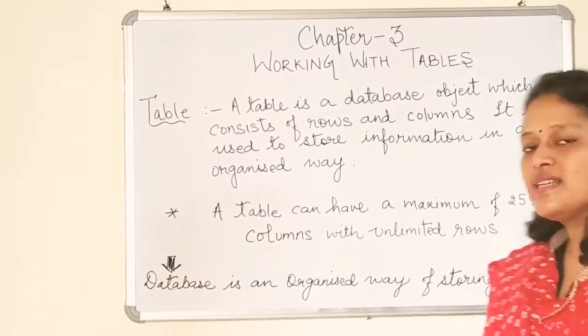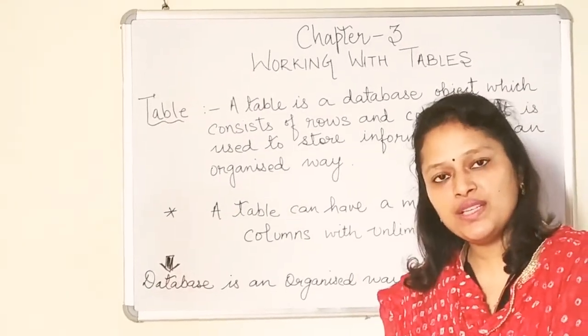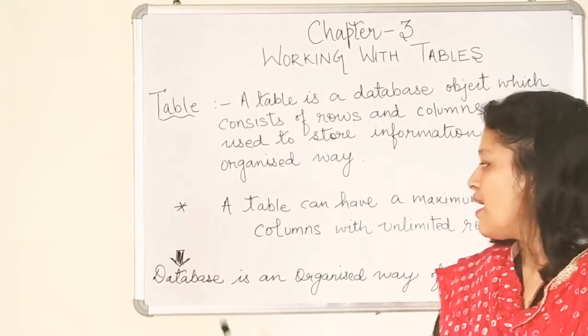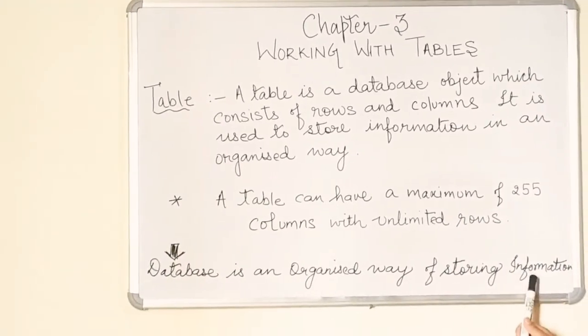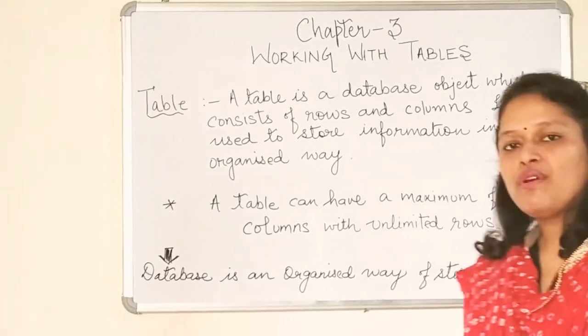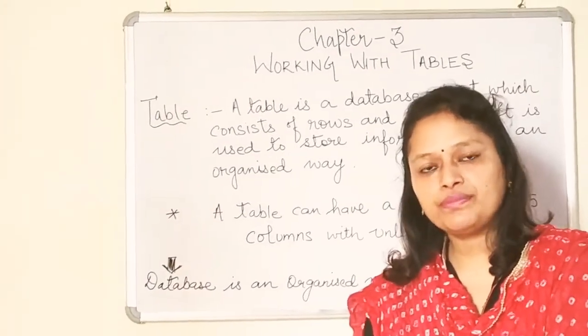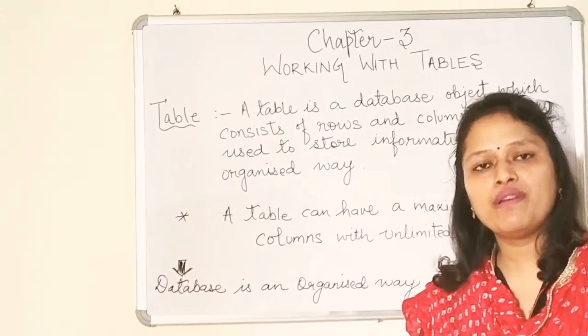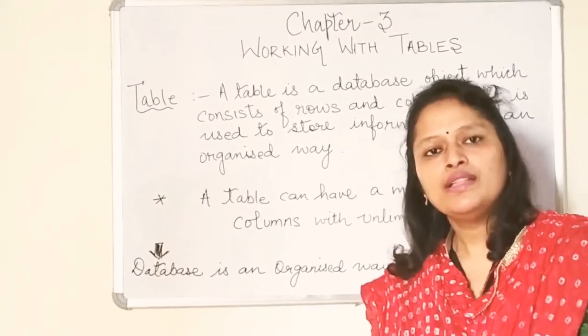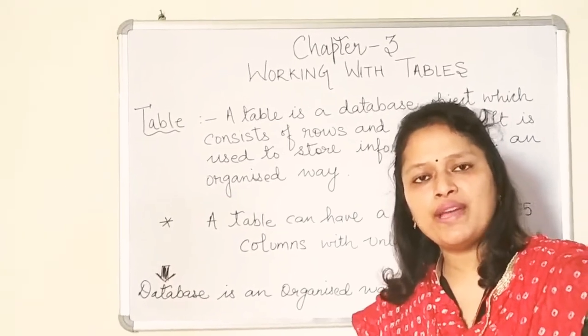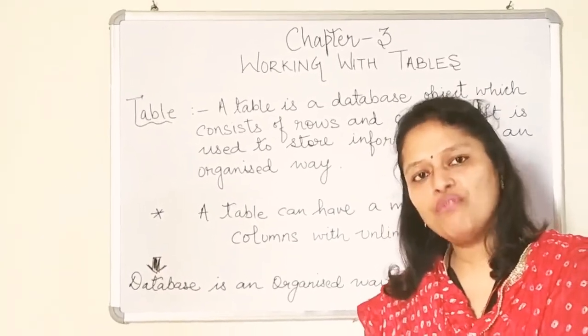Now, what is a table? It is a database object. You know what is a database? Database is an organized way of storing information. Now, children, you know what is the information? Suppose you have a student record. You have names of students, class, section, their marks, their roll number, their phone number, their parents' name, their address. This is a kind of database.